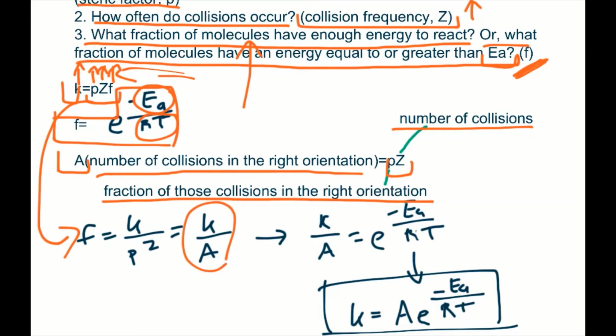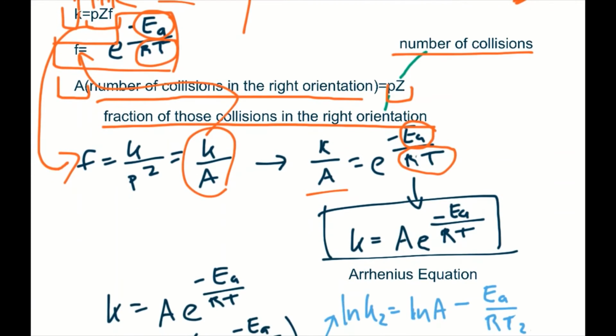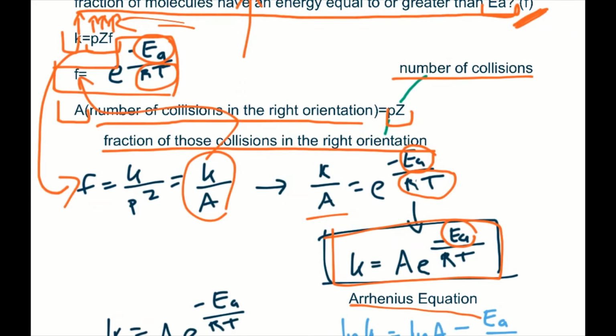Now we could substitute K over A here, and say that K over A is equal to e to the negative of the activation energy over RT. Multiplying both sides by A, we get this equation: K is equal to capital A times e to the negative of the activation energy over RT. This is known as the Arrhenius Equation.